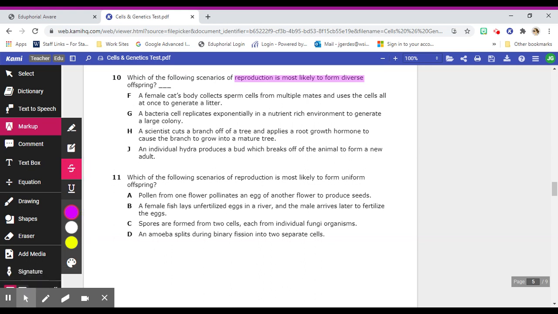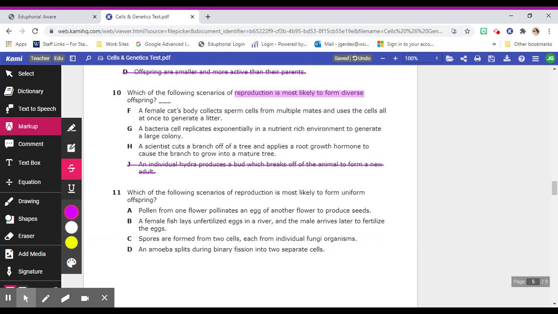Okay, so I'm going to start with J because I know hydra, for a fact, is asexual because we've talked about that several times on this test. Okay, a scientist cuts a branch off of the tree. So remember that's like asexual where we're taking parts of the plant and cutting it off and growing it somewhere else. So it's definitely not H. And the bacteria makes copies of itself. We've talked about that too. So I know it's not G. So the only possible answer is F. That's the only one that's talking about sexual reproduction, which is going to form the most diverse offspring. The other examples are all asexual reproduction.